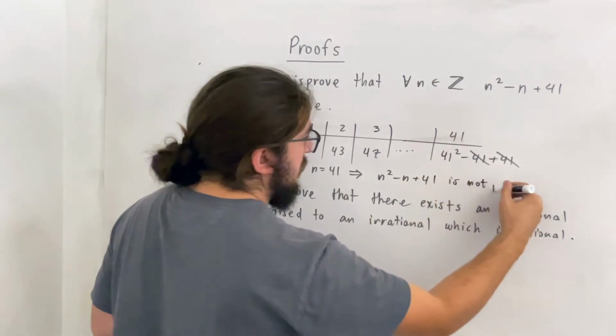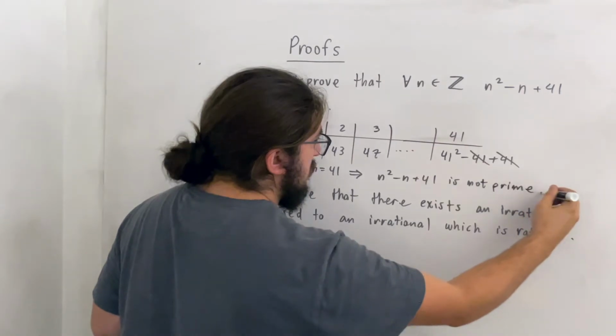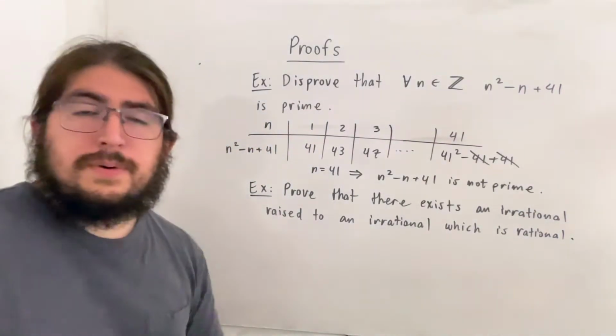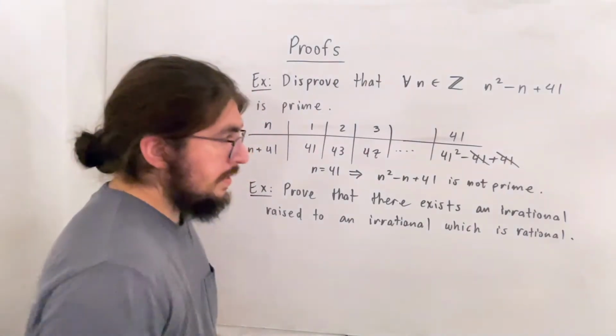By the way, I probably could have mentioned this earlier, but I, for whatever reason, chose not to. A number that is not prime is known as composite.